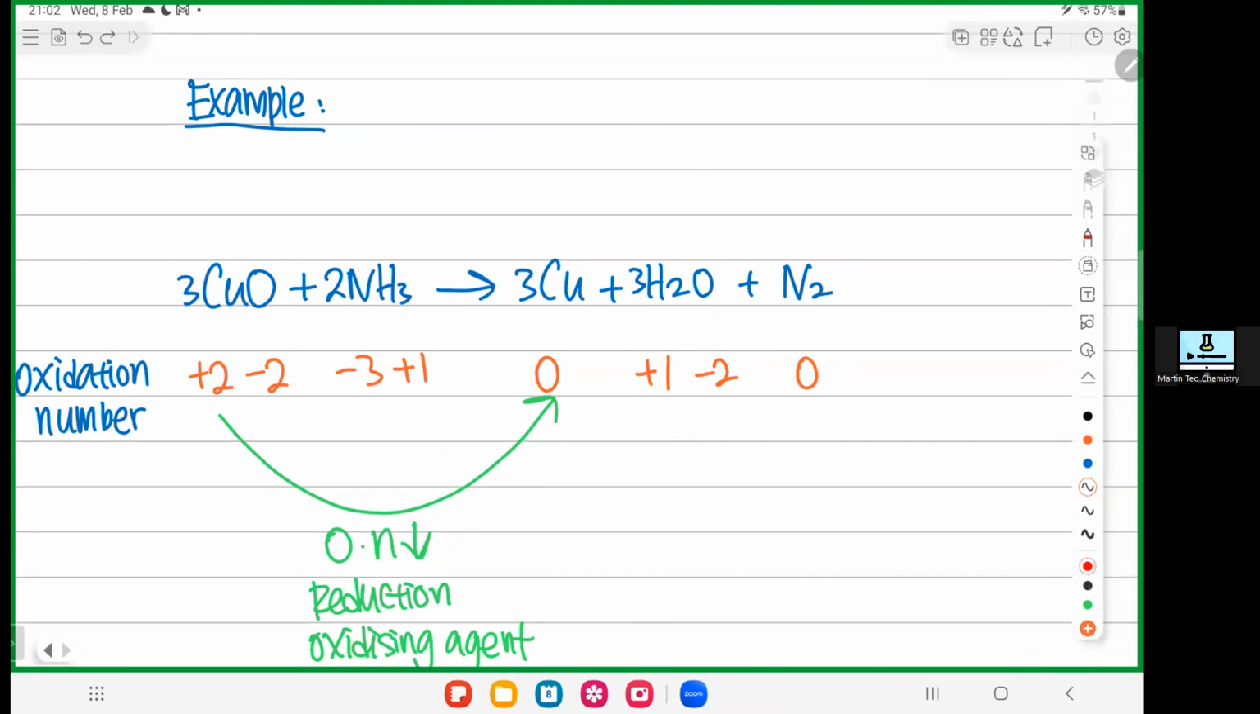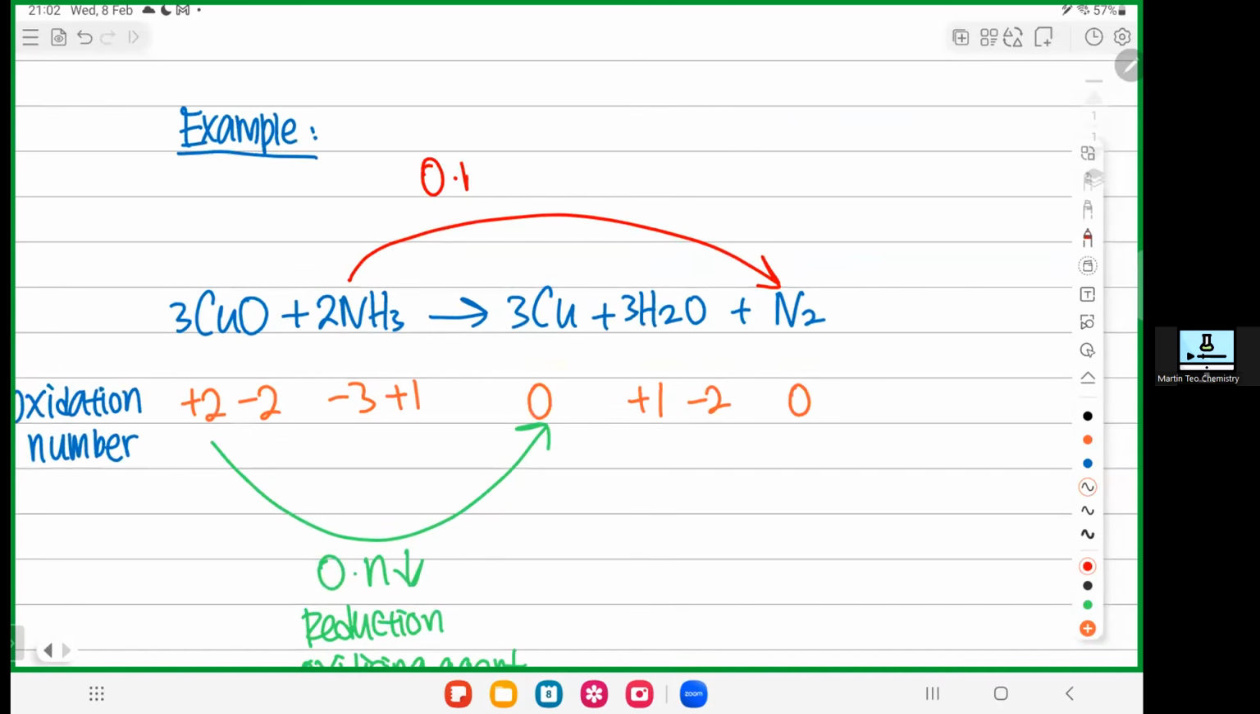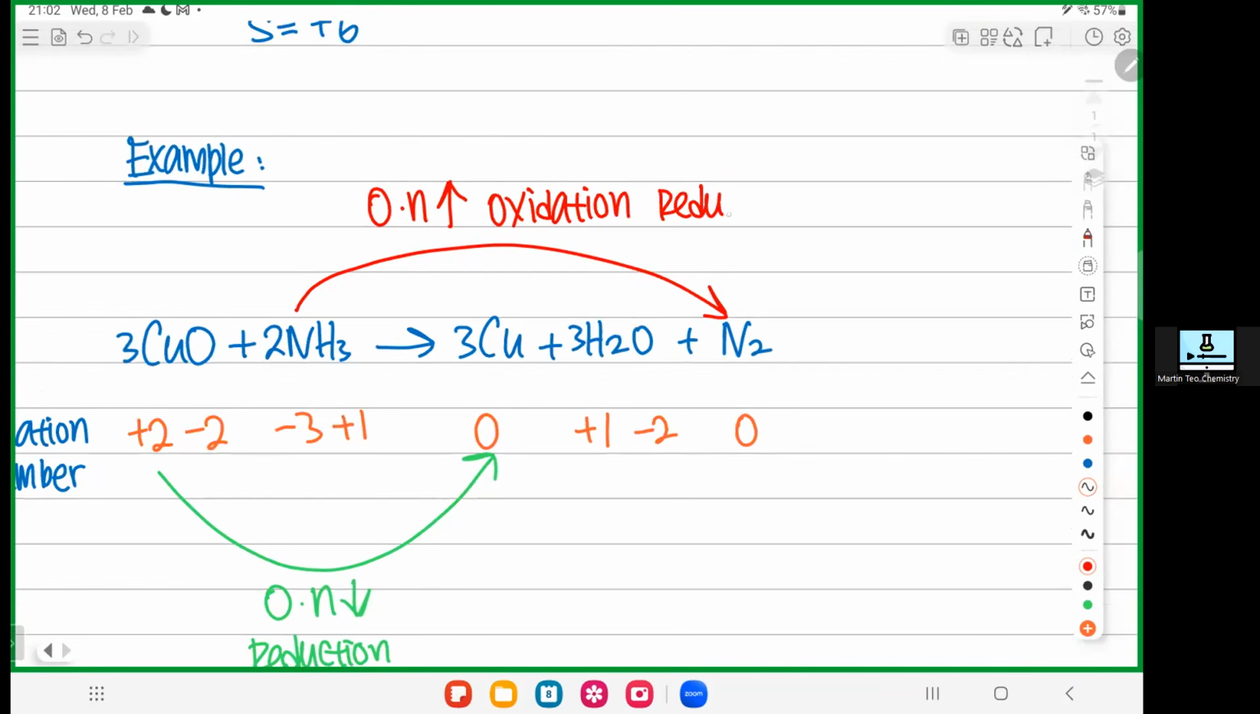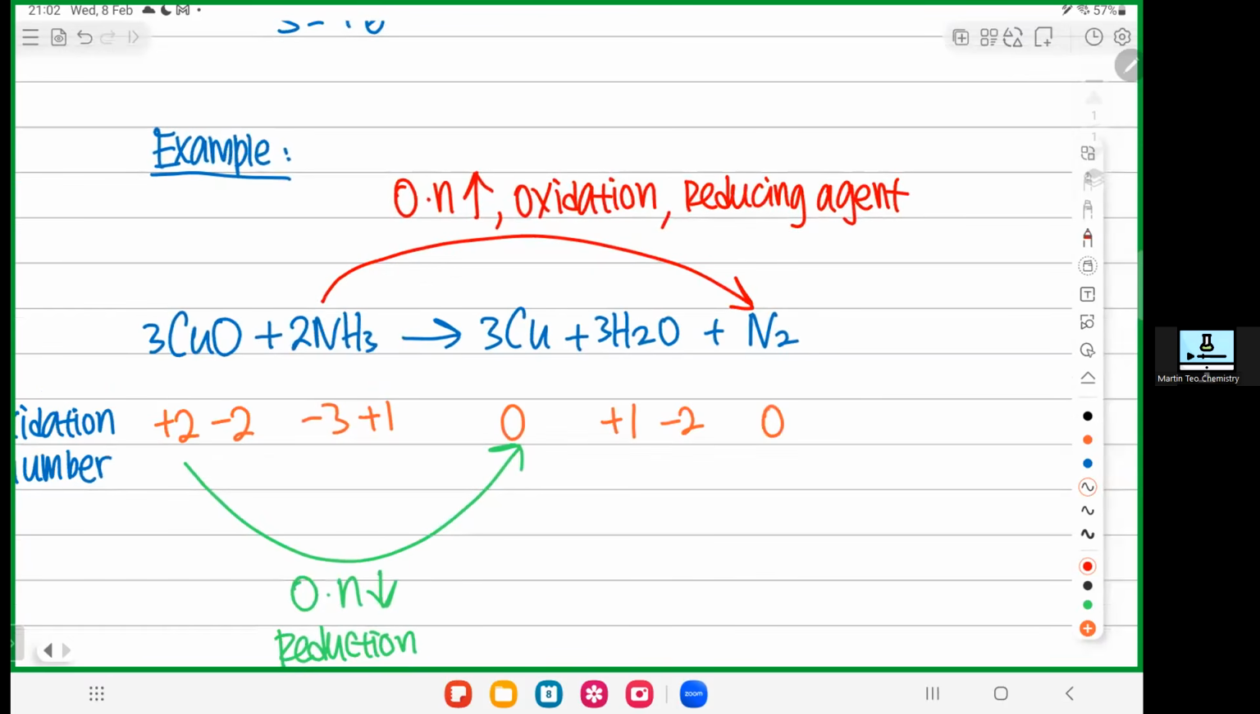Okay, next one. This nitrogen got -3. This nitrogen is 0. There is a change. So compare. So nitrogen from -3 to 0. -3 to 0, oxidation number shoots up. So when oxidation number is increasing, the process is an oxidation process. So oxidation process, reducing agent. That's all. Okay? Because we learned last lesson, whatever process you undergo, you will become the opposite agent. That's it. Okay, finished already.